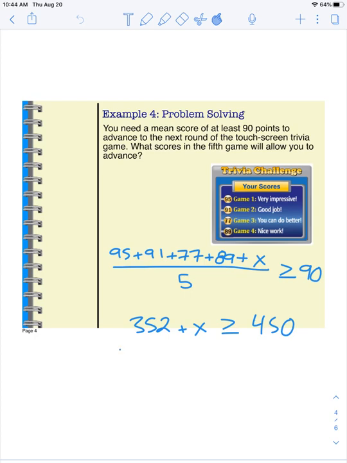Now I need to get rid of that 352, so subtract that from both sides, and I'm left with x is greater than or equal to 98. So you need to score at least 98 points in that last game to advance to the next round.